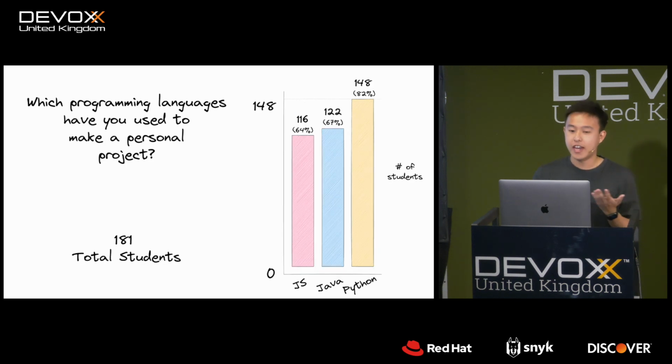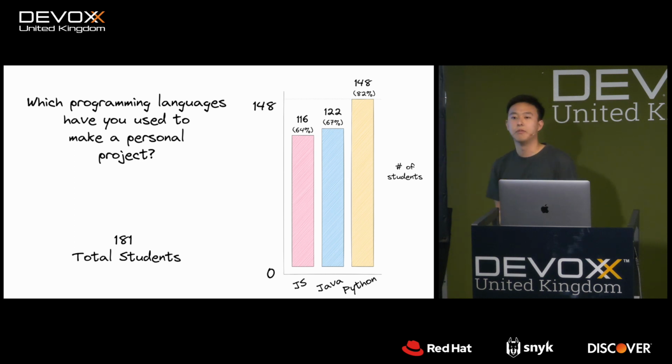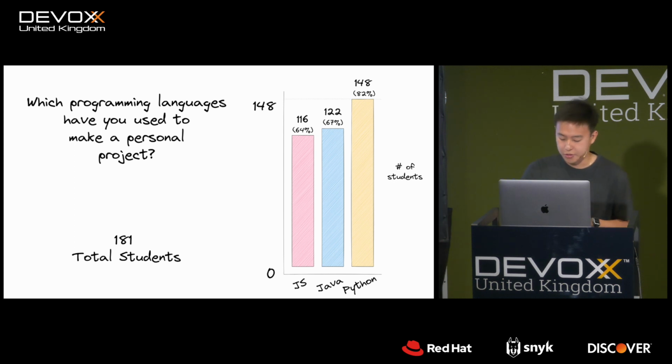And I also asked, which programming languages have you used to make a personal project? You can write multiple ones. Given that Java is what they use for most of the object-oriented programming, I was happy to see that 60% of them use Java. But again, Python is the majority.